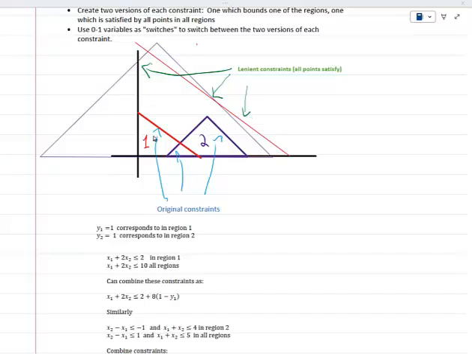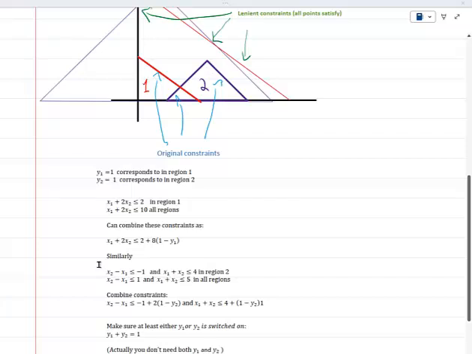If I turn off the constraint, I want to turn on the other constraint, which corresponds to y2 equals 1. The two original constraints for region 2 are x2 minus x1 less than or equal to minus 1, and x1 plus x2 less than or equal to 4. Let me create lenient versions of those two constraints. x2 minus x1 less than or equal to 1, that's this lenient constraint here, and x1 plus x2 less than or equal to 5, that's this lenient constraint. All points in both regions satisfy these.